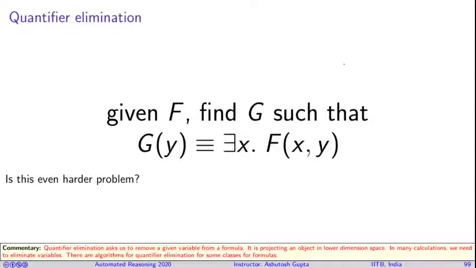To really get an intuition, let's suppose you have 2 variables, x and y. Let's suppose this is the x dimension and this is the y dimension. This formula represents this triangle. So what is quantifier elimination? Quantifier elimination is saying get rid of the variable x. It means you are projecting f on dimension y, and the projection is this segment, which represents g.